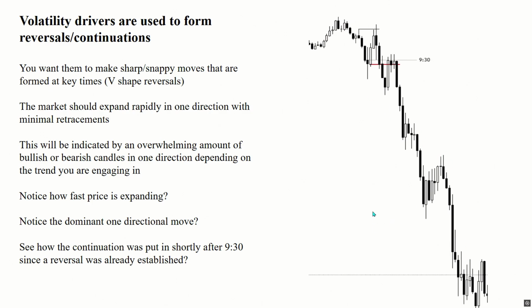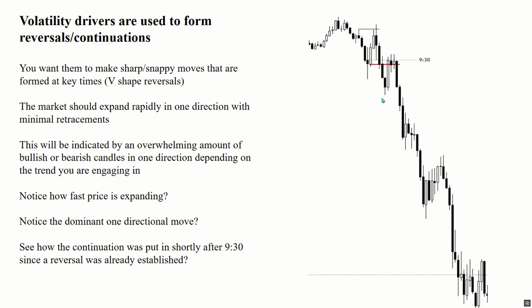That's what I want to be seeing. Dominant one-directional moves. This will be indicated by an overwhelming amount of bullish or bearish candles in one direction, depending on the trend you are engaging in. Again, in this case, what do you notice? A dominance of black or down closed candles, bearish candles. That's what you want to be seeing.